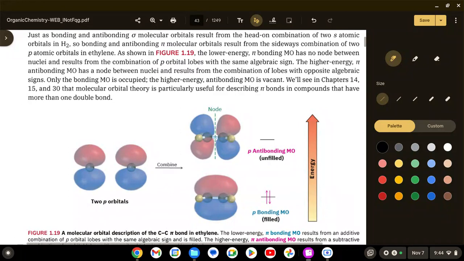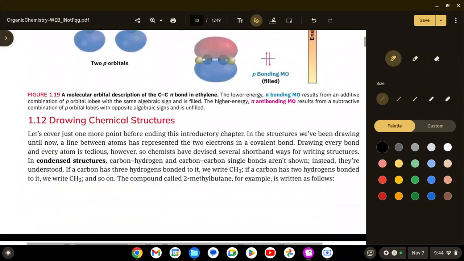Similarly, bonding and antibonding pi molecular orbitals result from the sideways combination of two p atomic orbitals in ethylene. As shown in figure 1.19, the lower energy pi bonding MO has no node between nuclei and results from the combination of p orbital lobes with the same algebraic sign. The higher energy pi antibonding MO has a node between nuclei and results from the combination of lobes with opposite algebraic signs. Only the bonding MO is occupied, and the higher energy antibonding MO is vacant. We'll see in chapters 14, 15, and 30 that molecular orbital theory is particularly useful for describing pi bonds in compounds that have more than one double bond. So there it is right there.